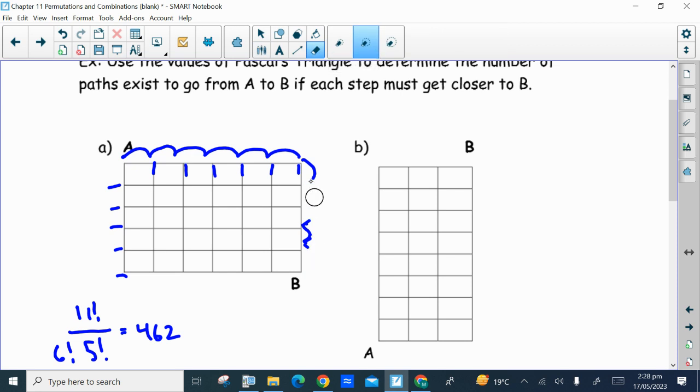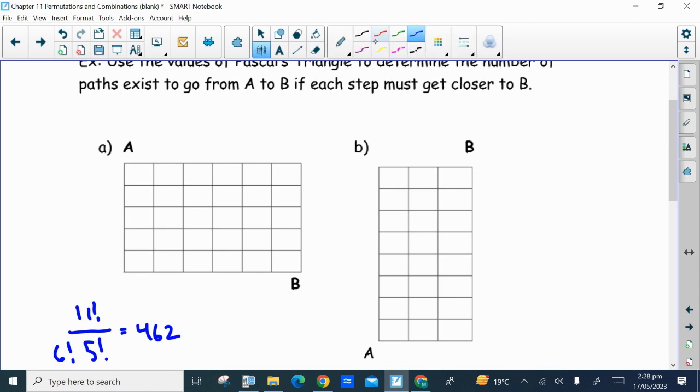And the different method that we can use is actually Pascal's triangle. Here's what that would look like. You're starting at A. So I'm going to put a 1 there at the corner. And you're also going to have 1s all the way along the top. So we're not counting the number of blocks you're traveling. We're counting the number of routes that you are taking.